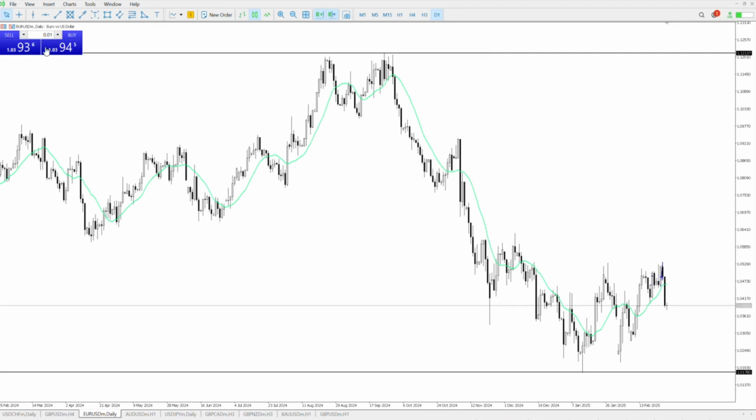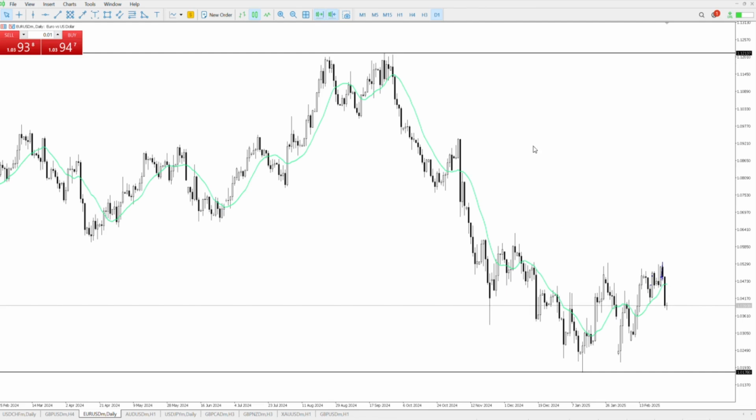I'm going to start with EURUSD. So currently I have a chart of EURUSD here. Looking at the daily time frame, which is a long time frame, this will give us a clear view of how the market has been performing throughout the month.